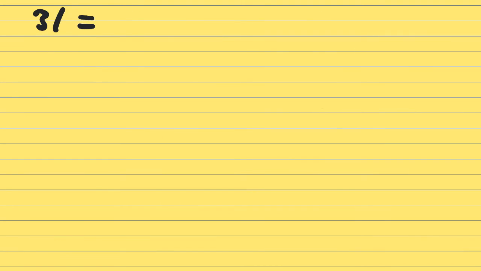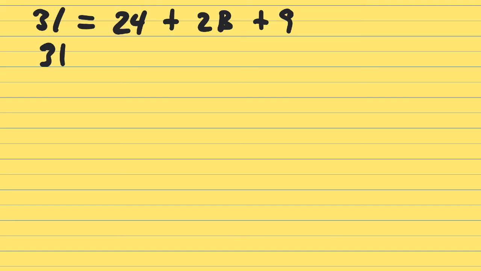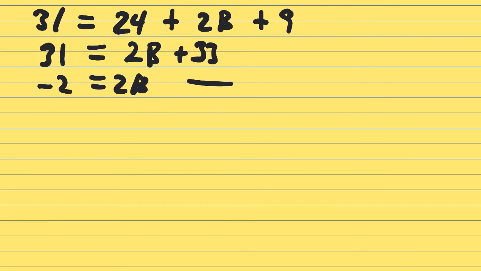31 equals 6 times 1 plus 1 squared is 24. Be careful to square before you multiply. Plus 2B plus 9. So that gives us 31 equals 2B plus 33. Solving for B, B is equal to -1.